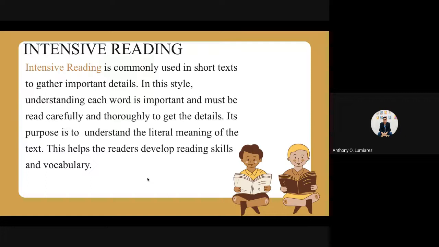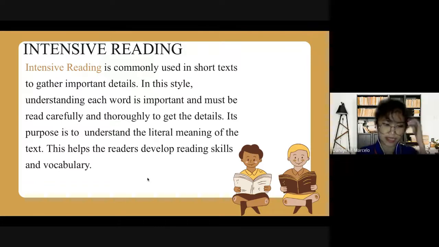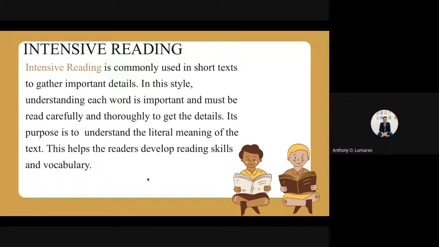Intensive reading is commonly used in short text to gather important details. In this style, understanding each word is important and must be read carefully and thoroughly to get the details. Its purpose is to understand the literal meaning of the text. This helps the readers develop reading skills and vocabulary.